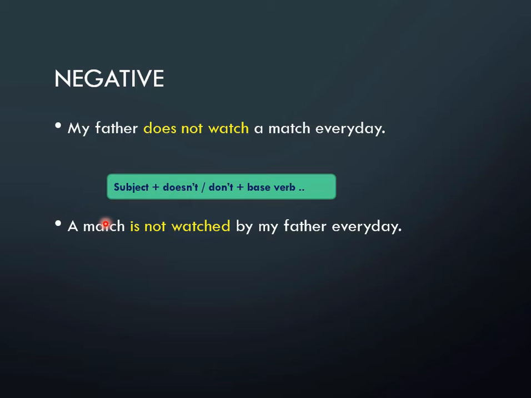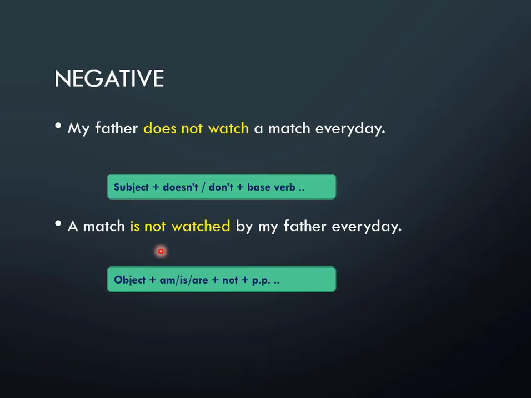This is the object as we did in the previous slide, but this time we put the verb be. Here this time we make it negative in order to go with the above sentence. My father doesn't watch a match every day. A match isn't watched by my father every day. What's the rule we followed here? Object and is/are plus not plus PP.